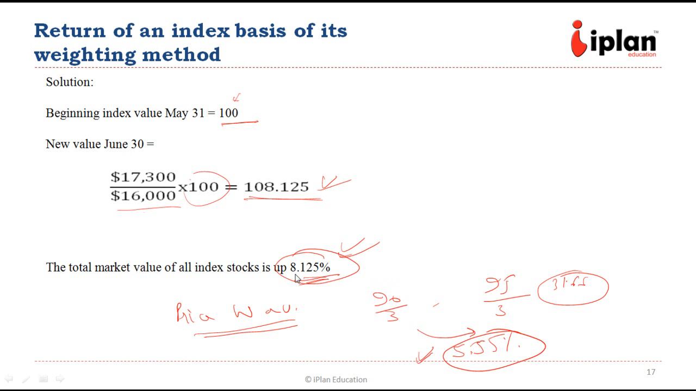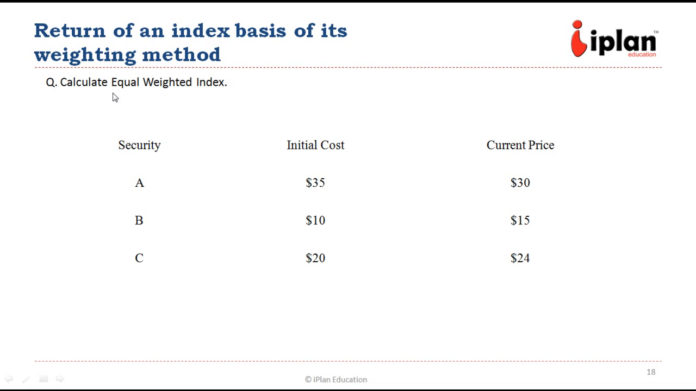So in this case, more weightage is given to the one which has the highest market capitalization, while in the case of the price weighted average, more weight is given to the one with the highest price. So that is why the difference is coming between these two. Now let us take another example for an equal weighted index.